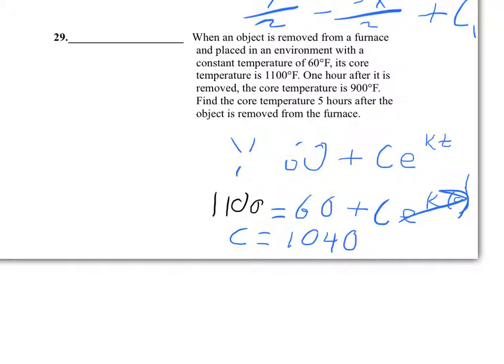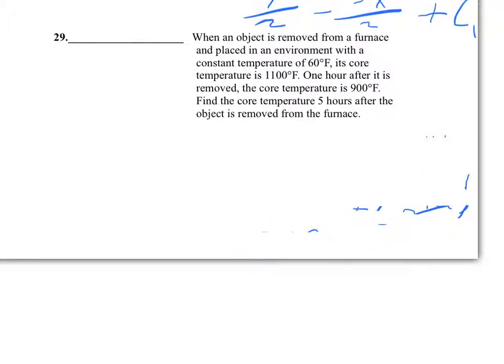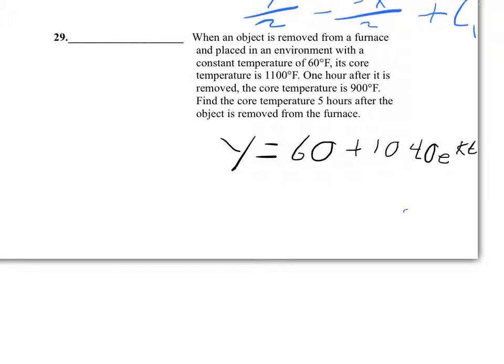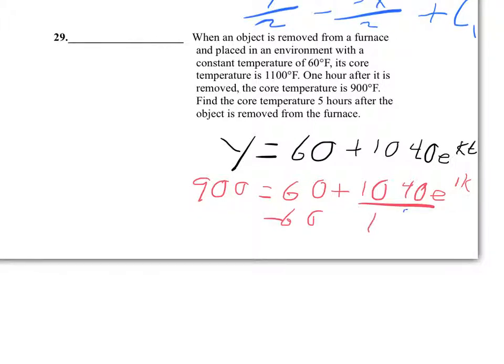Right, so let's erase all this again and rewrite our equation. So then we should have y is equal to 60 plus 1040 e to the kt power. Okay, next bit of information says 1 hour after it is removed, the core temperature is now 900. So our end result is now 900 equals 60 plus 1040 e to the 1k. Very nice. Okay, so we'll do some math here. We'll subtract off the 60, and then we'll divide by the 1040. So we should end up with 0.8077 is equal to e to the k power.